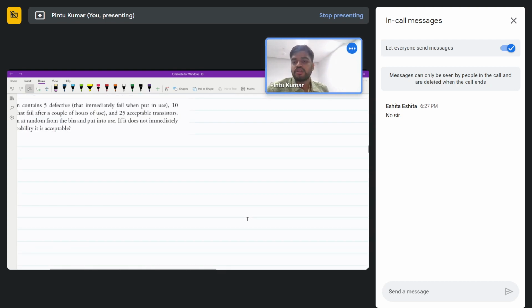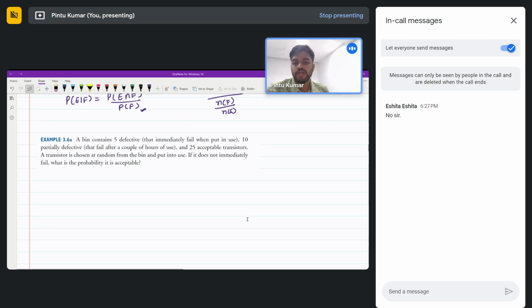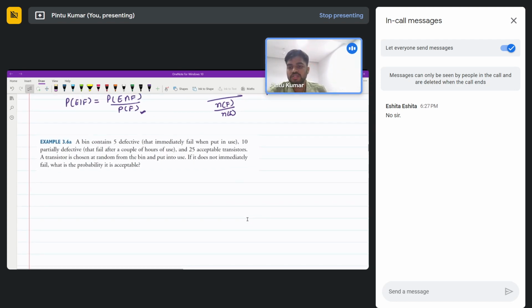So here is a question based on conditional probability. A bin contains 5 defective transistors that would fail immediately if put in use, 10 partially defective ones that would fail after a couple of hours of use, and 25 acceptable transistors. A transistor is chosen at random and put into use. If it does not immediately fail, what is the probability that it is acceptable?